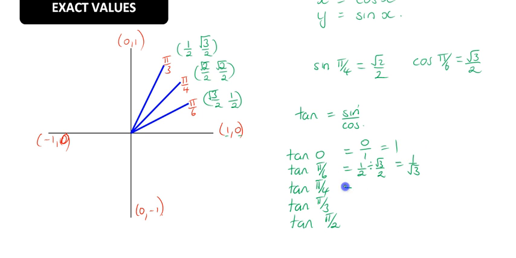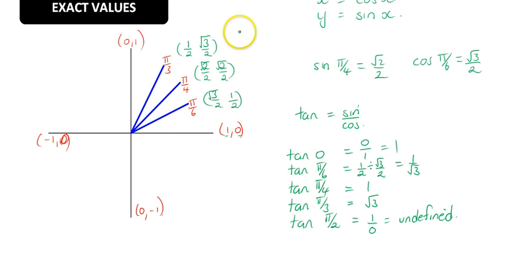Tan of pi on 4, same thing, would give us 1, because root 2 on 2 divided by root 2 on 2 is 1. Tan of pi on 3 ends up being root 3, and tan of pi on 2 is 1 divided by 0, so is undefined.